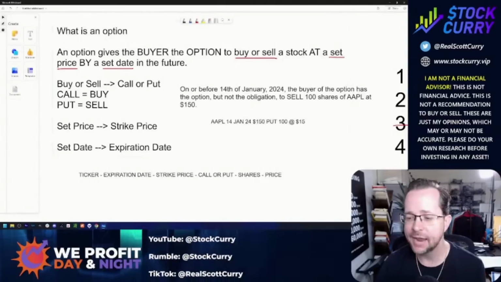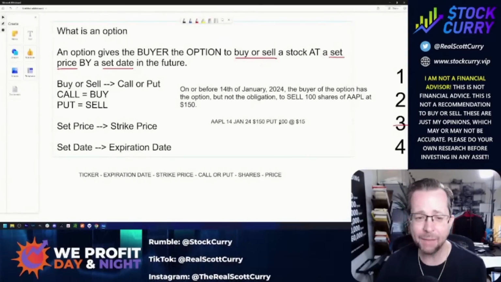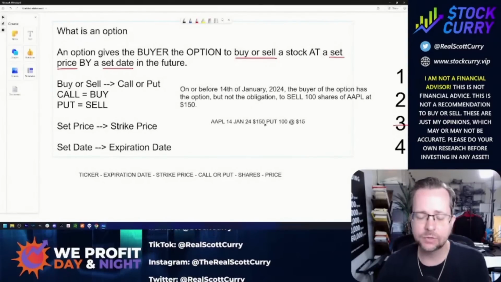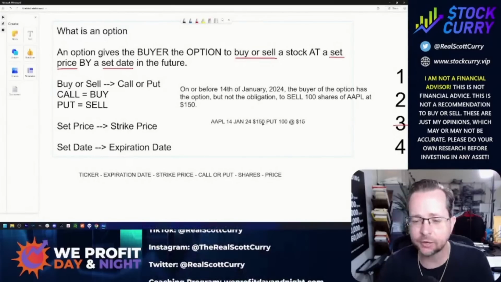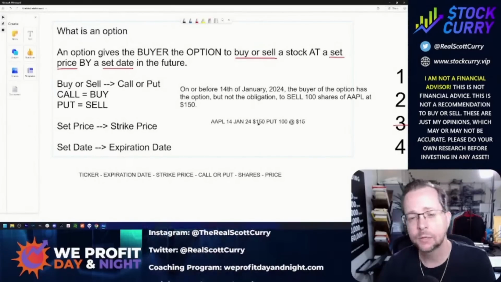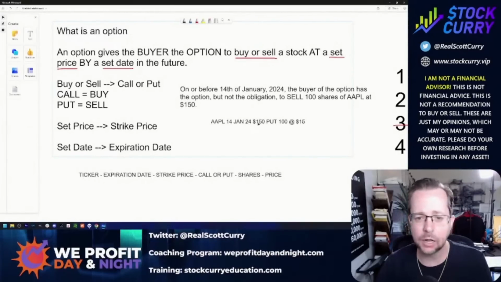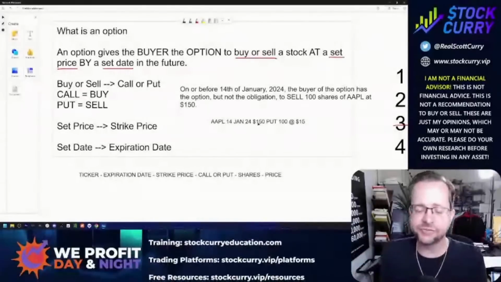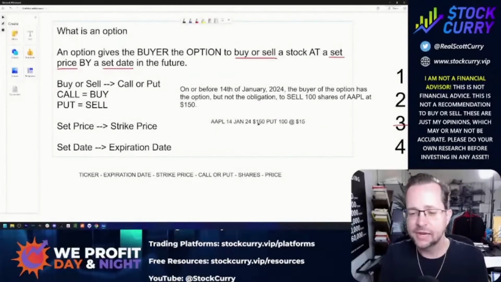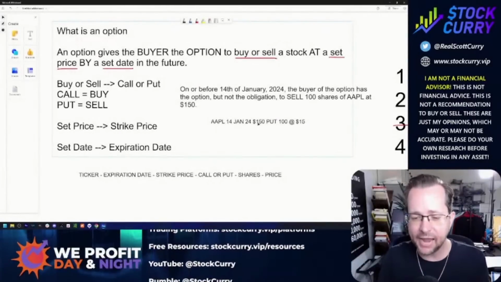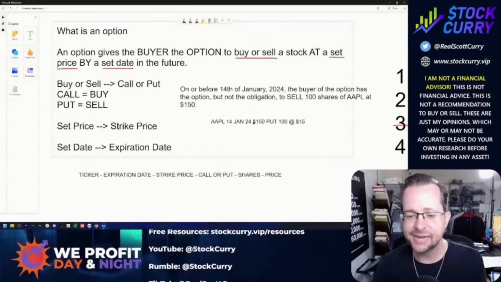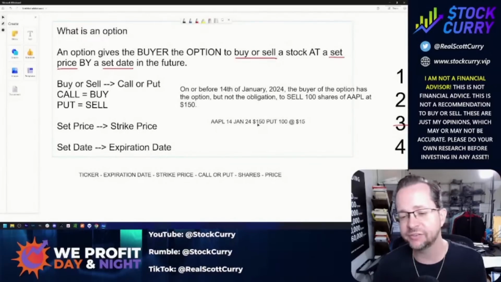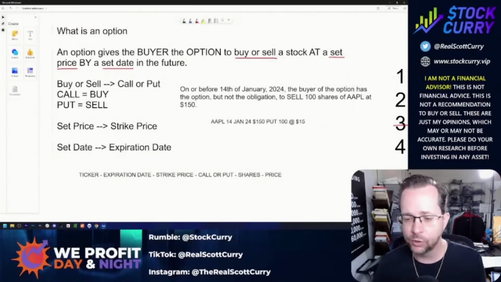Okay? Now, where does this $150 per share come from? Well, the seller of the put option obviously needs $150 per share in his account in order to buy the shares in the event that this option gets exercised. So what does the broker do?